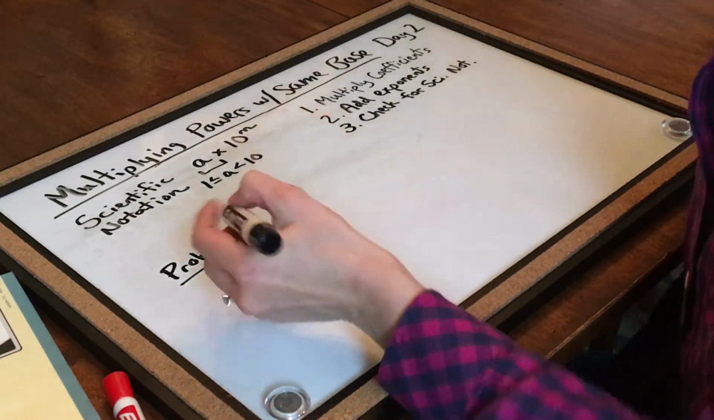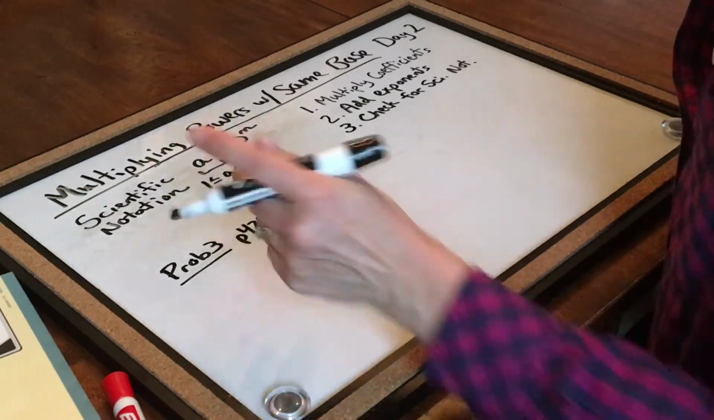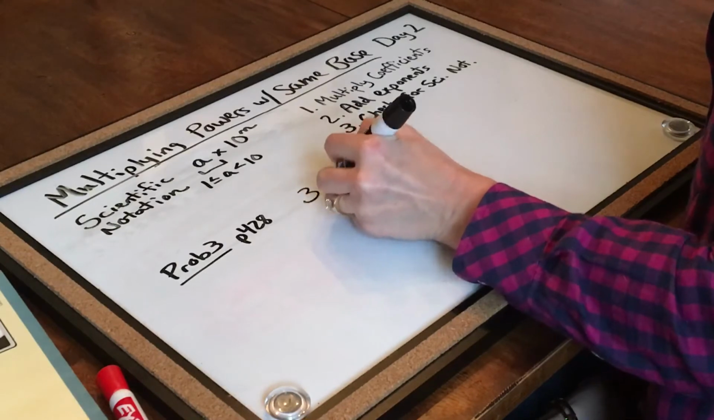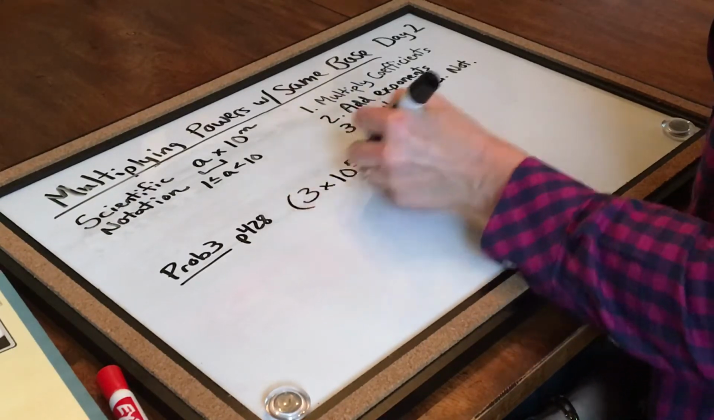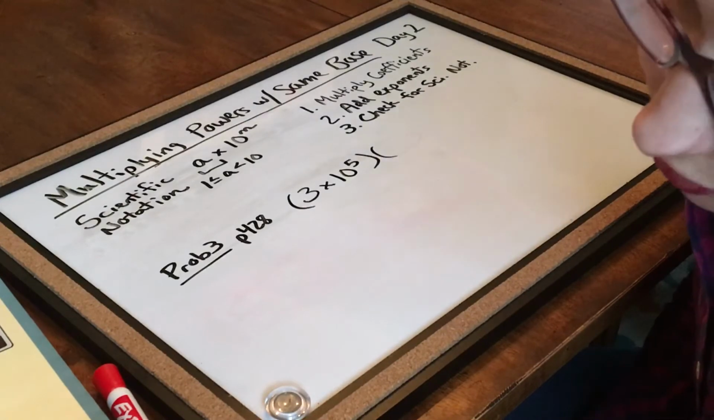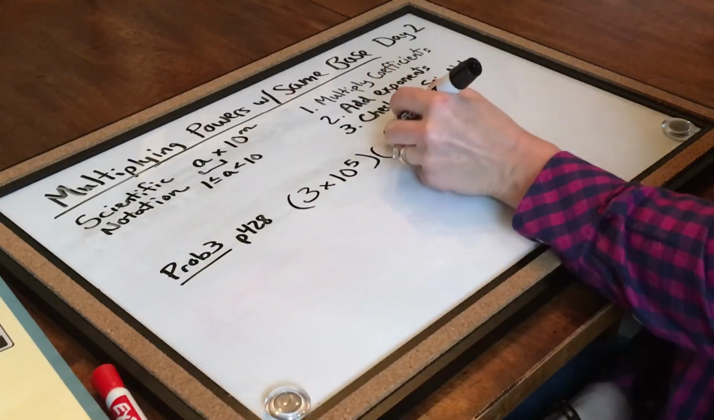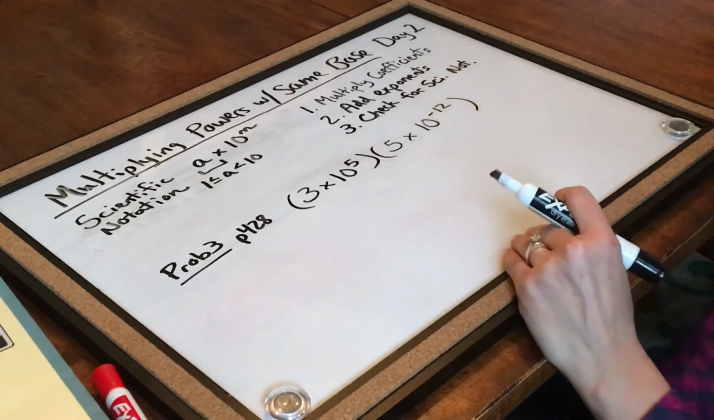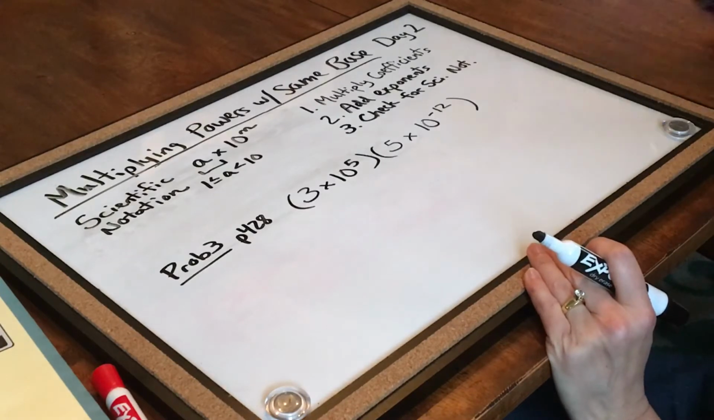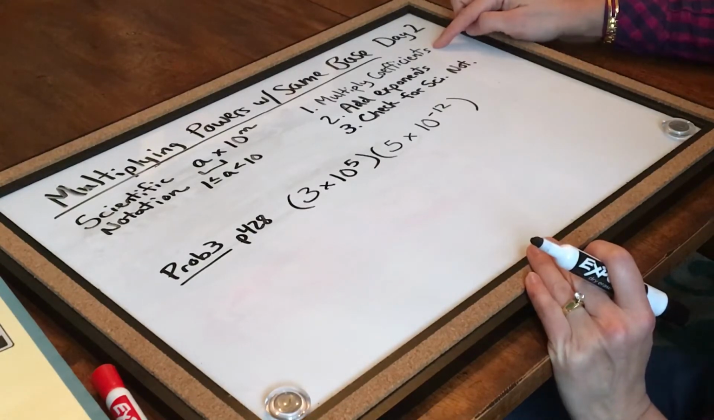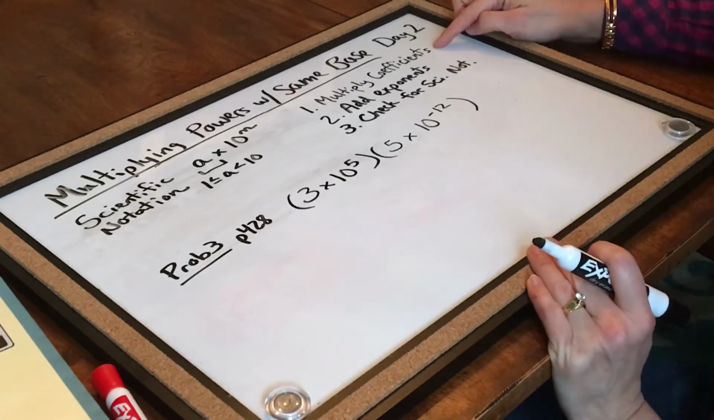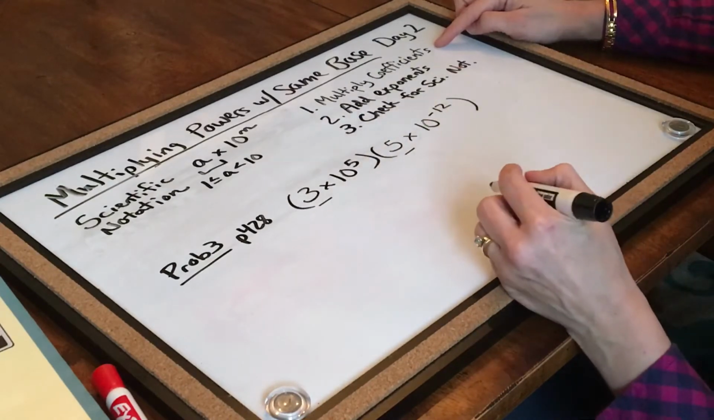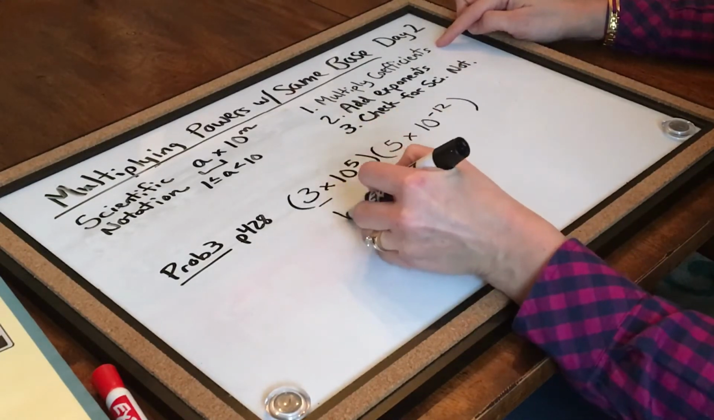All right, let's take a look at problem 3 in your book, on page 428. Problem 3 asks us to multiply 3 times 10 to the 5th power by 5 times 10 to the negative 12th. Let's do our steps. First, we multiply the coefficients, and I'm going to underline them. The coefficients are 3 and 5. 3 times 5 is 15.